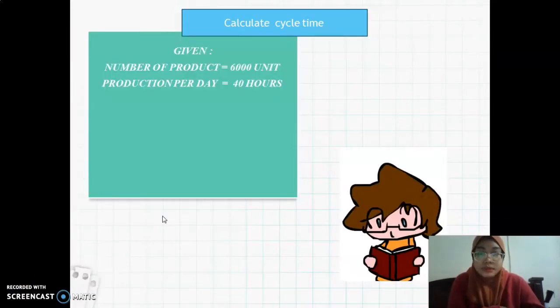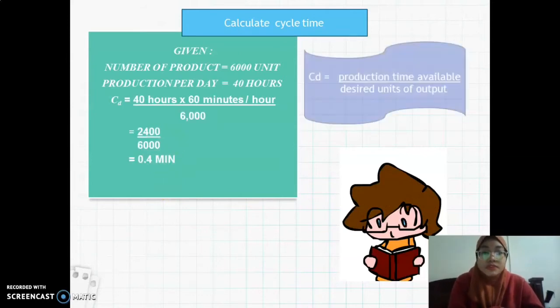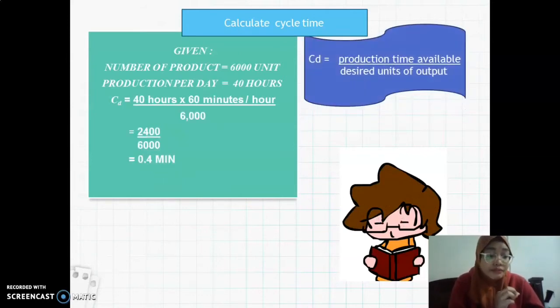So this is the formula. The formula is the production time variable divided by the desired unit of output. So here we already have the information: 40 hours times 60 minutes, divided by 6000. We will get 2400 divided by 6000 equals 0.4 minutes. Okay, so we get our cycle time of 0.4 minutes.